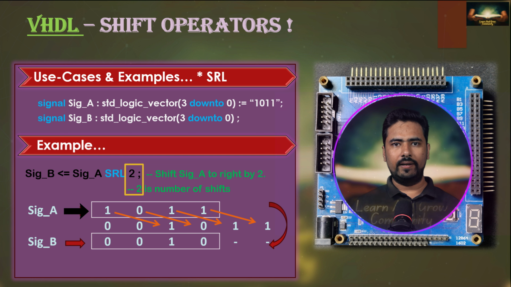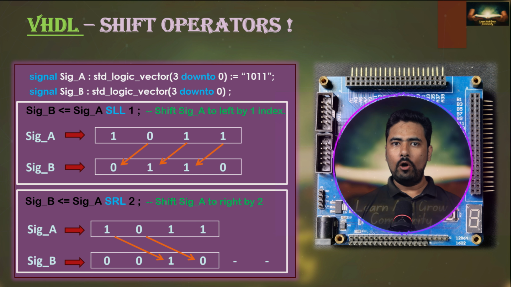So 1011 becomes 0010. Now this slide displays the inputs and outputs of both the last examples we discussed. So signals sig A and sig B are common for both the examples and signal A is initialized by the 1011 value. So quickly recall, the first example, signal B gets the value of sig A SLL 1 semicolon, which is shifting signal A data to the left by 1 index and then it will assign the data to the signal B. So 1011 becomes 0110. So signal A is 1011 here and signal B will be 0110 here.